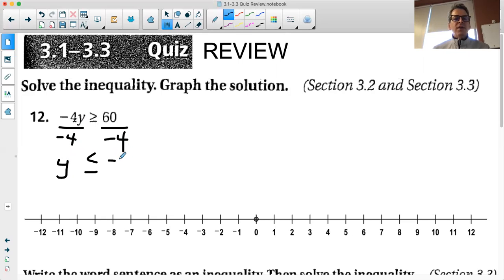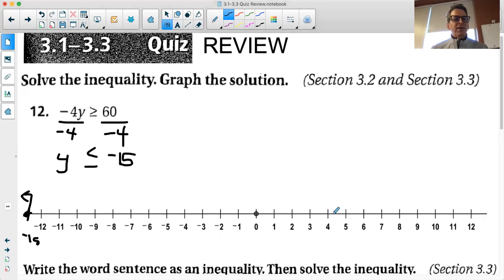Okay, so -15. So we're going to have to do some changes to this. Your -15 is down here, and we're going to have a solid dot there, and we're going to graph everything less than that. So that would be the graph for number 12. Sometimes these graphs don't work out perfectly. Okay, let's move down to the last three questions.